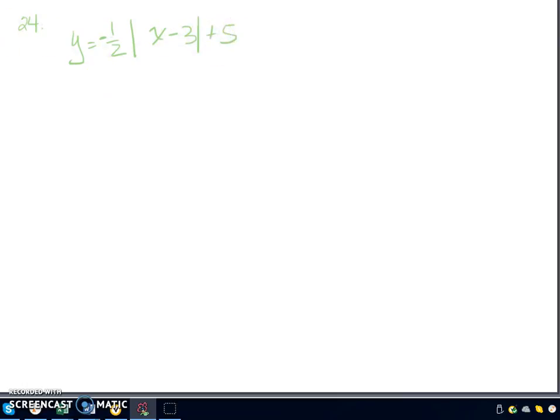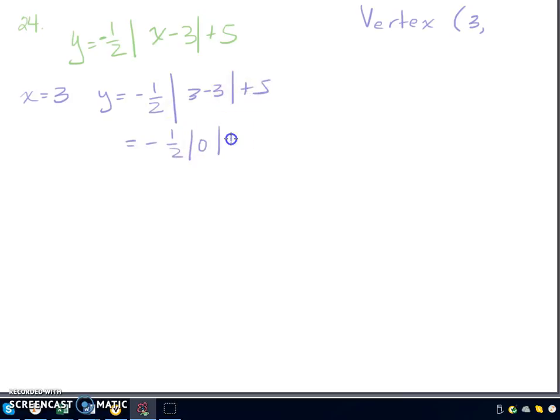What value of x makes this graph go to 0? That's going to be when x is equal to 3. So for my vertex, I know that my first value is going to be 3. We're going to fill this in to figure out what y is going to be. So y is negative 1/2 absolute value of 3 take away 3 plus 5. Negative 1/2 absolute value of 0 plus 5 equals negative 1/2 times 0 plus 5 equals 0 plus 5. So y is going to be equal to 5, which is the second point of my vertex.